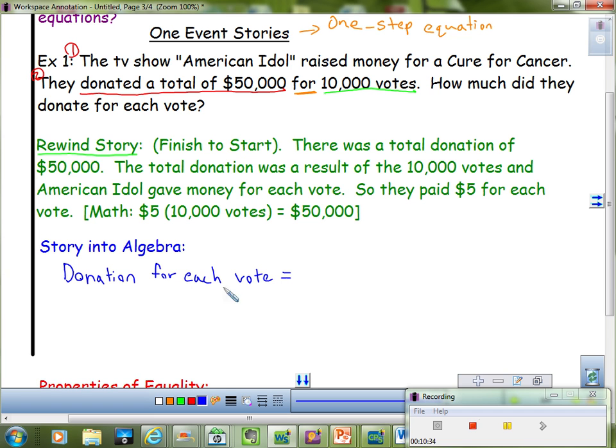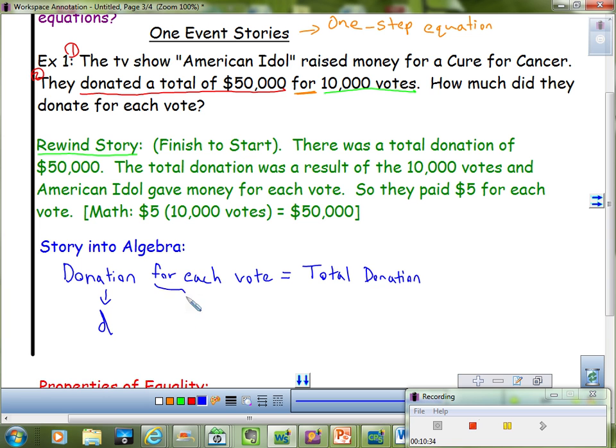So the donations for each vote resulted in what? No numbers. That 50,000 represents the total donation. And that's what you guys will have to practice, those phrases. But once you do that, it actually becomes really simple. Do we know from the beginning how much they're donating for each vote? No. So we have to use a variable.